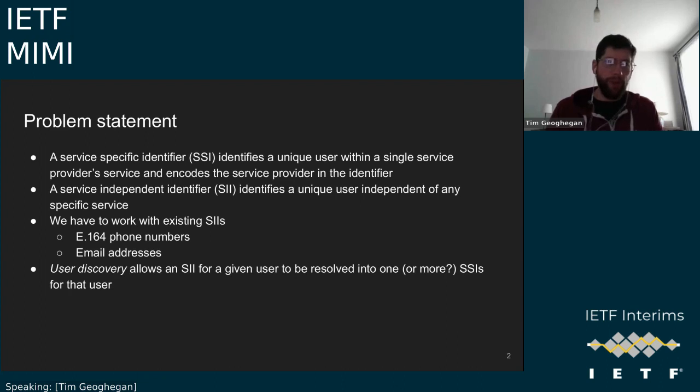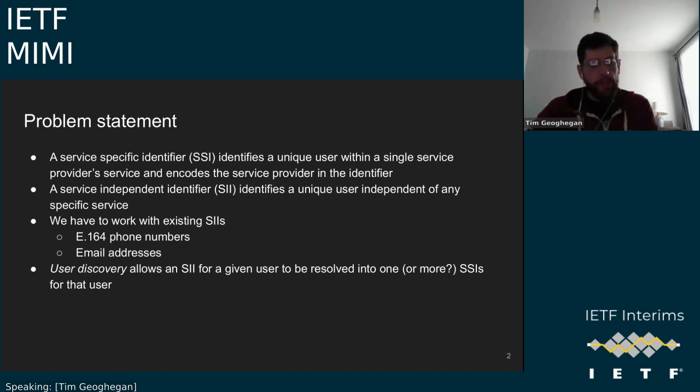Okay, so first off, a problem statement of discovery. A service-specific identifier, or SSI, identifies a unique user within a single service provider, and encoded into that SSI is the service provider, which means an SSI on its own can be resolved. An SII, service independent identifier, identifies a unique user, but not in relation to any particular service. And it does not encode within itself the necessary information to resolve what service a user might be on.